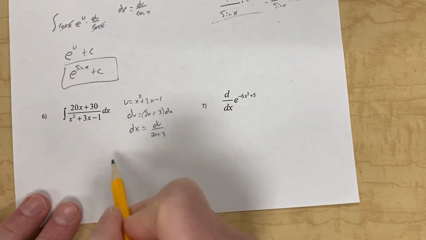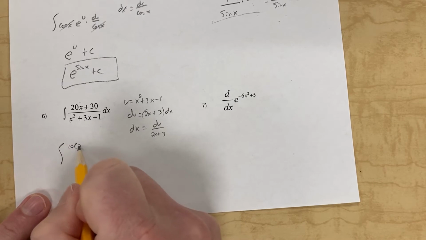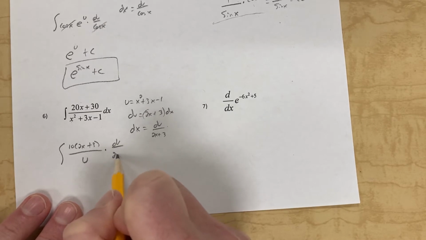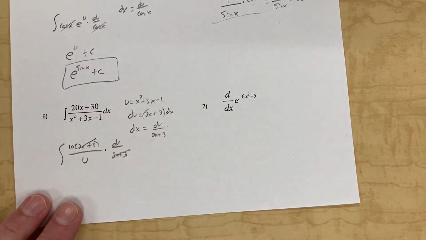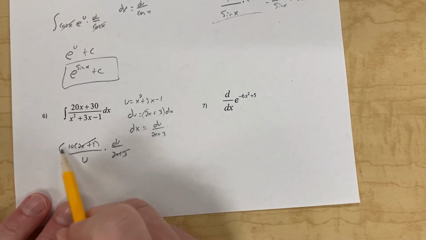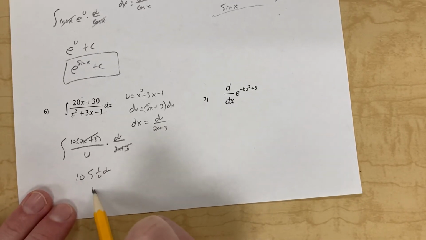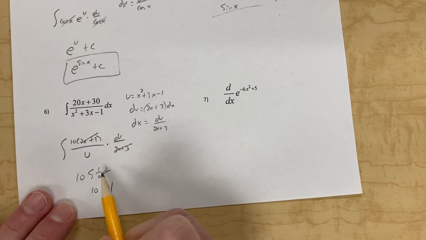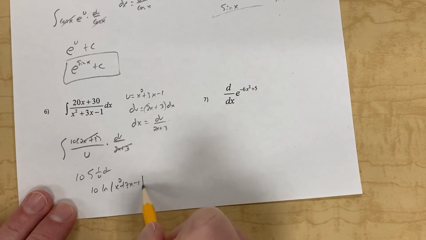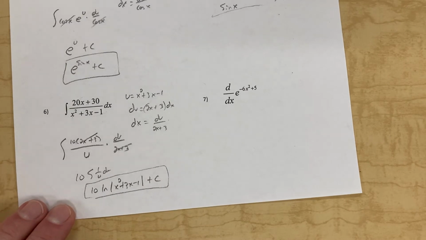Okay, now we bring that back over. I've got 20x plus 30. I can pull a 10 out of that, which will be important in just a second, over u times du over 2x plus 3. Now the 2x plus 3's drop, so that's not easy to see at first, but hopefully you got there. We pull that 10 out. I've got the integral of 1 over u du. That's going to become 10 times the natural log of the absolute value of u, which is x squared plus 3x minus 1, plus c. So that's our answer on that one.